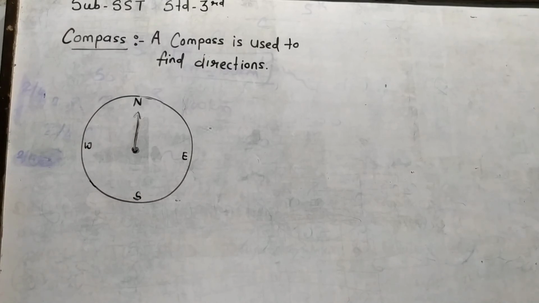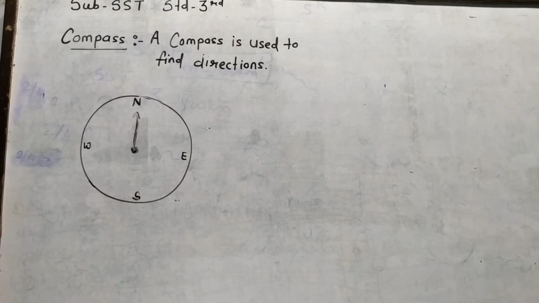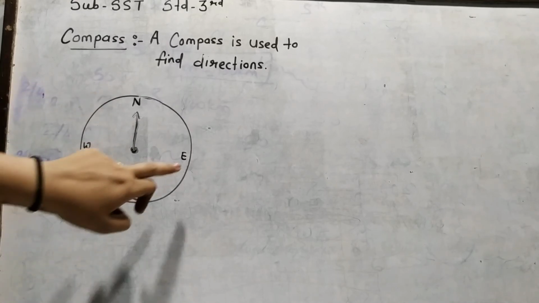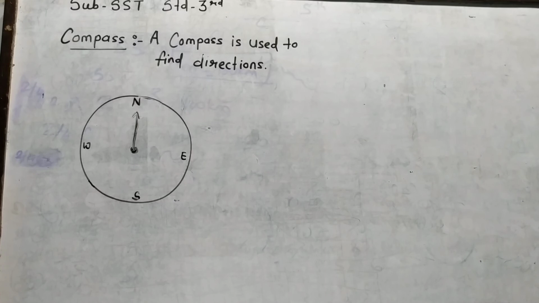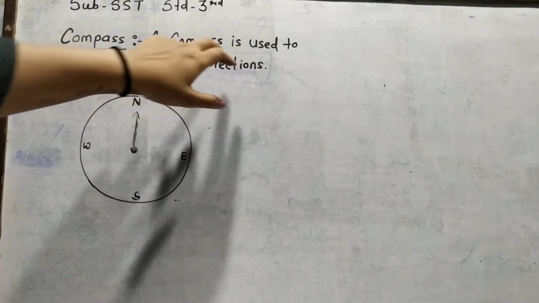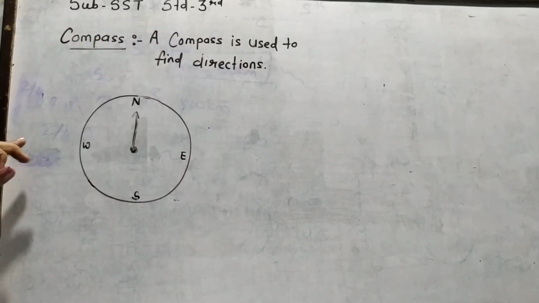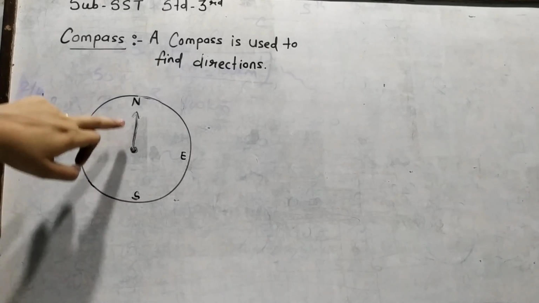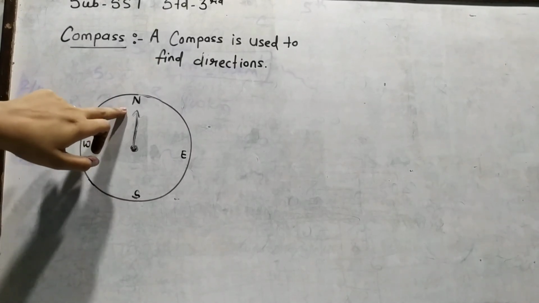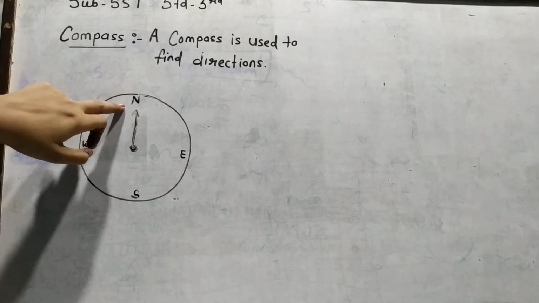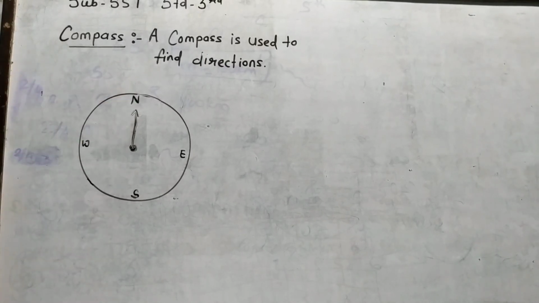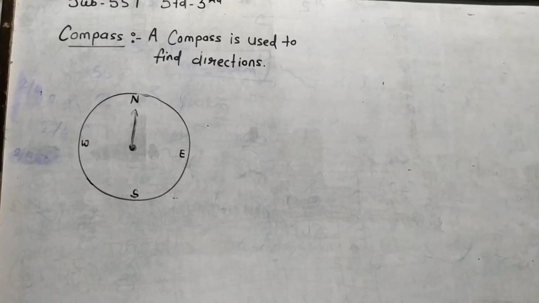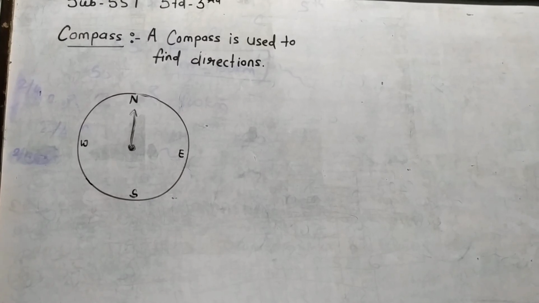Next, we saw continents and oceans, and last we saw directions. There are 4 main directions which were universally accepted in the world: north, south, east and west. And last we saw the compass. A compass is used to find the directions on the map, and it has a needle like a watch, which always points towards the north direction, meaning the upward direction. So here we have completed our second lesson.